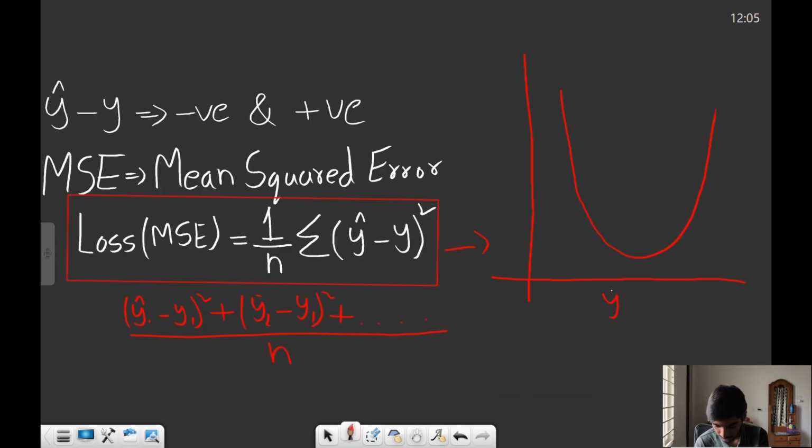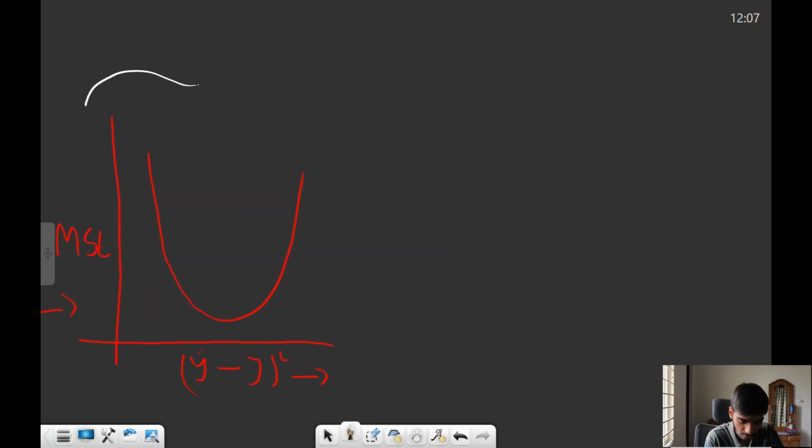This graph is obtained by considering the loss, y cap minus y squared, on the x-axis and the MSE value on the y-axis. You get this curve. And also because we are squaring here, we don't get any negative values during this entire summation process. We get only positive values, so they add up and the loss function increases if the difference between the predicted and the actual value is large. This is the loss function of our model with just two parameters, only one weight.